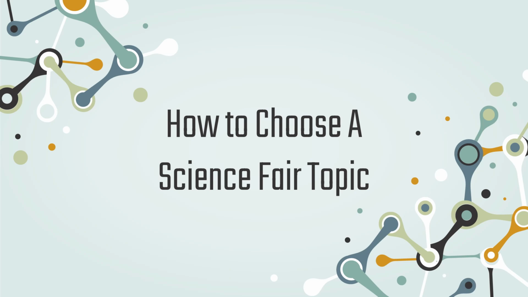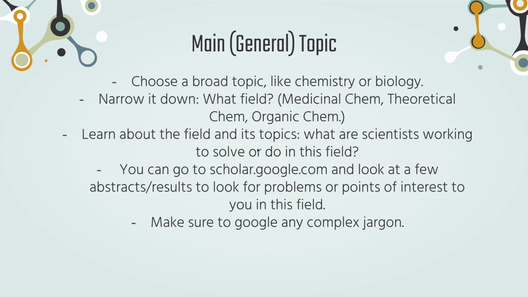Hello. Today we'll be going over how to choose a science fair topic. So, to choose a science fair topic, you first have to choose a broad or general topic. This could be something like chemistry or biology. After you've chosen some main topic, so chem, bio, ecology, or physics, you want to narrow it down.